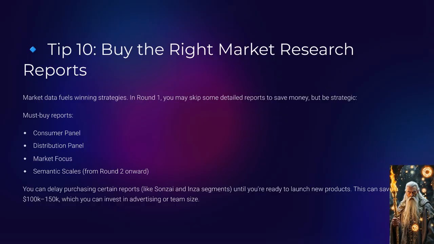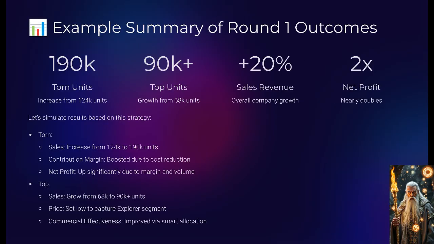Example summary of round 1 outcomes. Let's simulate results based on this strategy. Torn: sales increase from 124K to 190K units; contribution margin boosted due to cost reduction; net profit up significantly due to margin and volume. Top: sales grow from 68K to 90K plus units; price set low to capture the explorer segment; commercial effectiveness improved via smart allocation. Overall company performance: sales revenue up 20%; net profit nearly doubles; market share increases across both segments.